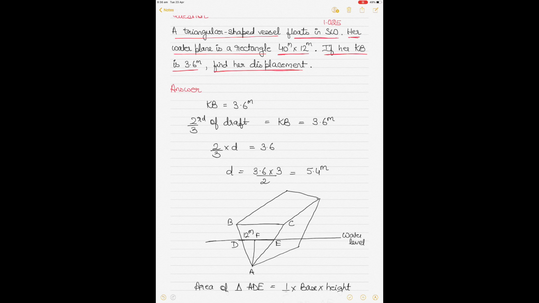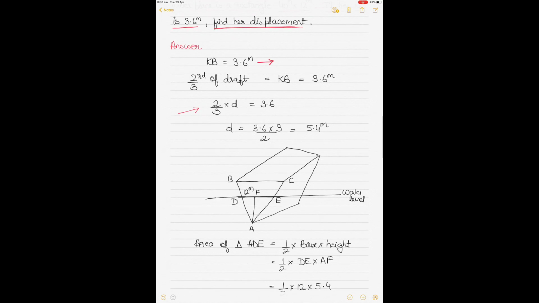In this question, what is given to you is KB, that is the center of buoyancy, or distance from its keel, which is 3.6 meters. It's a triangular shaped vessel, so I know that 2/3 of the draft is equal to KB. KB is equal to 3.6 meters, but draft is not given to me. But because KB is given to me, I can find out the draft. So 2/3 of the draft will be equal to 3.6, which is equal to KB. Keep the draft on one side because it's unknown, and take the knowns to the other side. So take 3 here and 2 comes down here. So draft becomes 3.6 multiplied by 3 divided by 2, which is equal to 5.4 meters. You have found the draft now.